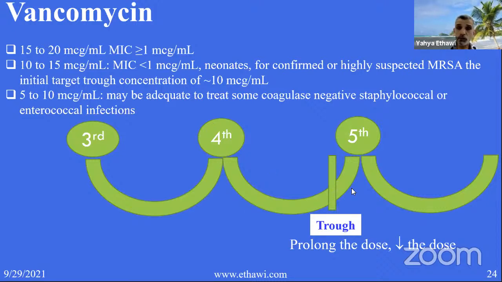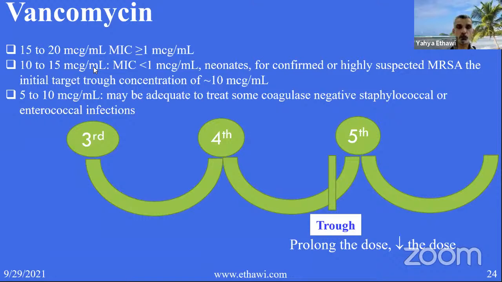So when we check the level, we check the trough. We don't need to check the peak, because the toxicity is caused by the steady level, not by the spiking of the level. And usually I check it just prior to the 5th dose. Normally the level is 15 to 20.